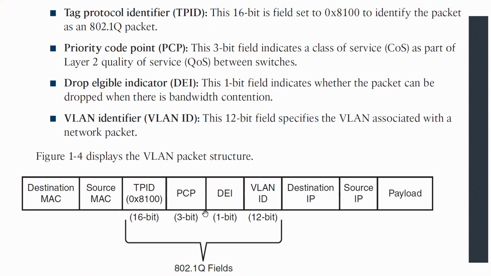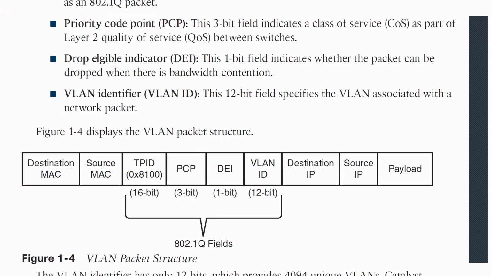See here, this is your VLAN packet structure, or you can say Ethernet header, where you have the destination MAC, source MAC, then we have .1q fields. Out of 32 bits, we have 16 bits for the tagging protocol identifier, priority code point, drop eligible indicator, then we have VLAN ID. You can draw this. Draw this Ethernet header in your notebooks.